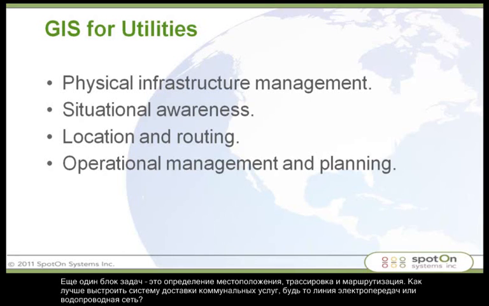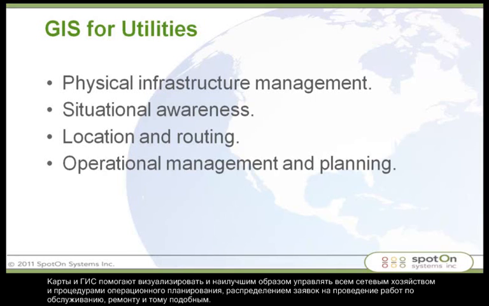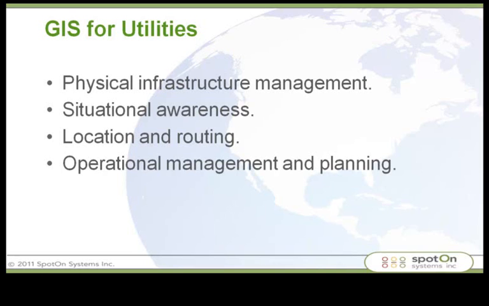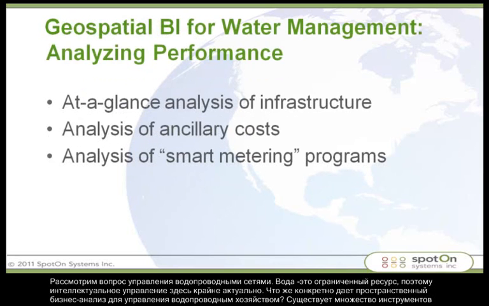There's also the idea of location and routing. How do we route our utility delivery systems, whether it's transmission lines or water mains? All that stuff can be handled best visually with a map and GIS and all that rich GIS data. And of course, then there's all the operational management and planning that comes with everything in terms of work orders and fixing events, those kinds of things. Today we are going to focus on water management.